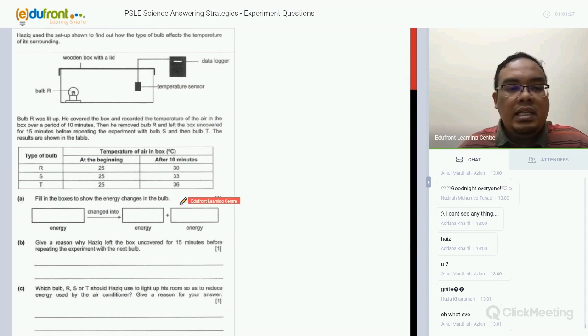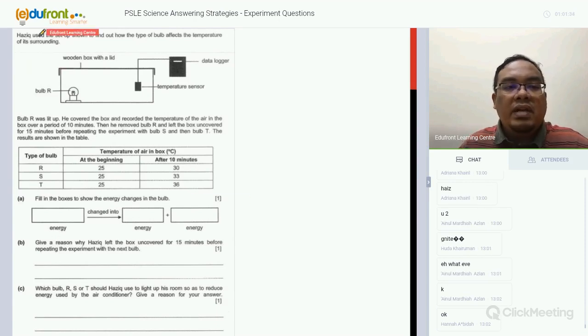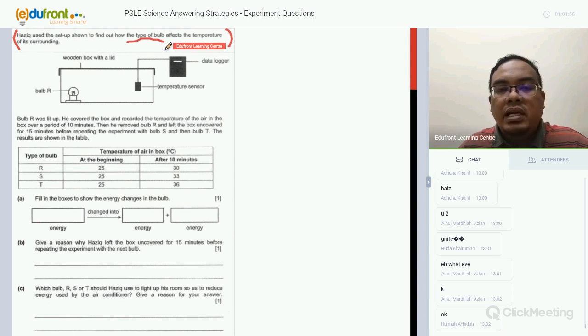All right. One last question. Last question. So this is on the topic of heat. Haziq used the setup shown below to find out how the type of bulb affects the temperature of the surrounding. Okay, so you can see here, this is the aim of the experiment, right? Straight away, without even looking at the setup, I can tell what is the variable. What is the change variable? Type of bulb. Okay, now in the market, there are different types of bulb, right? Some bulbs produce heat, some bulbs produce less heat.